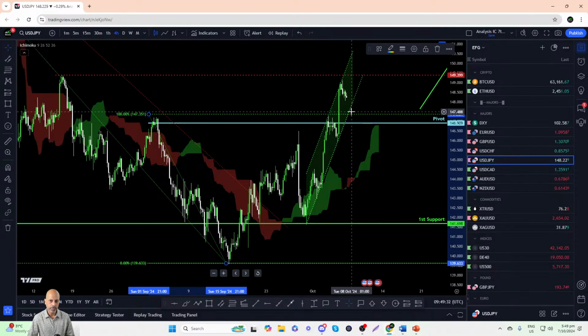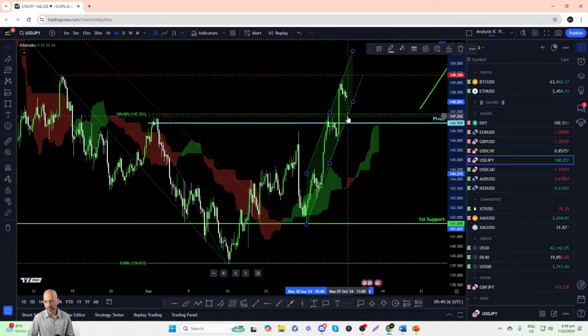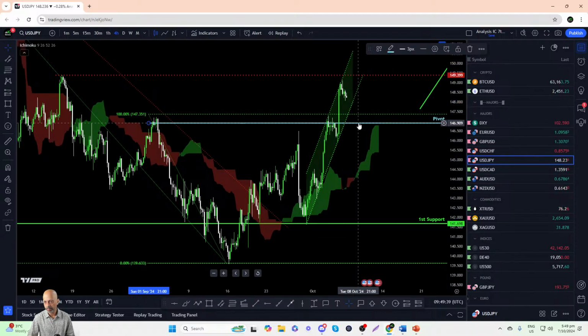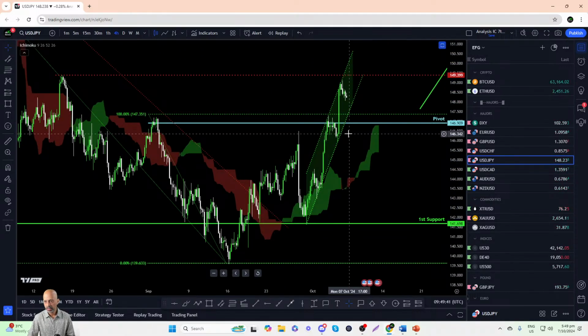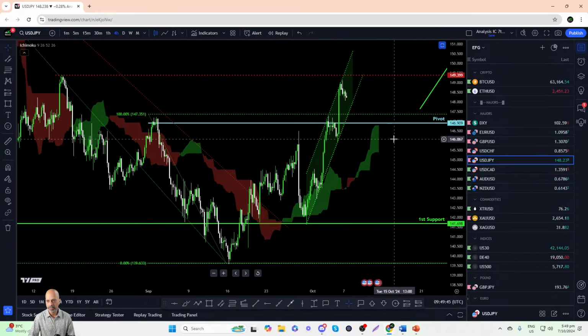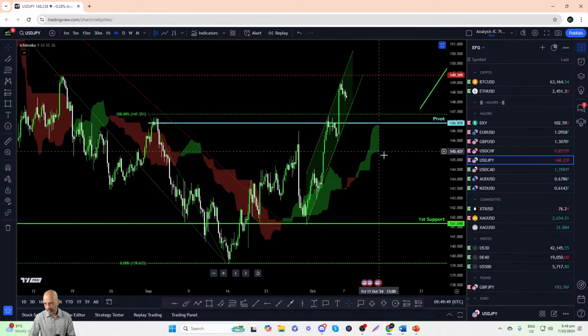Take note, these are key support areas, and if both of them give way, right, if the dollar yen breaks out of this bullish channel on a 4-hour time frame and also breaks underneath the pivot, right, that means demand for the Japanese yen has picked up significantly, and we can then expect dollar yen to perhaps drop even lower, right?